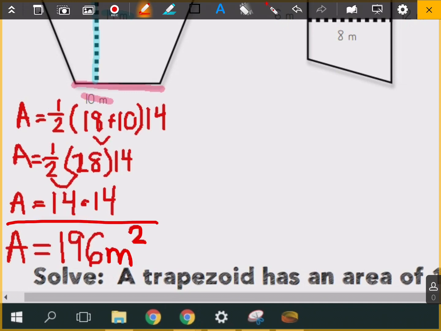The reason it's still squared, even though we use 3 numbers, is because we are still working with a base and a height. We're not talking about any other form of measurement.